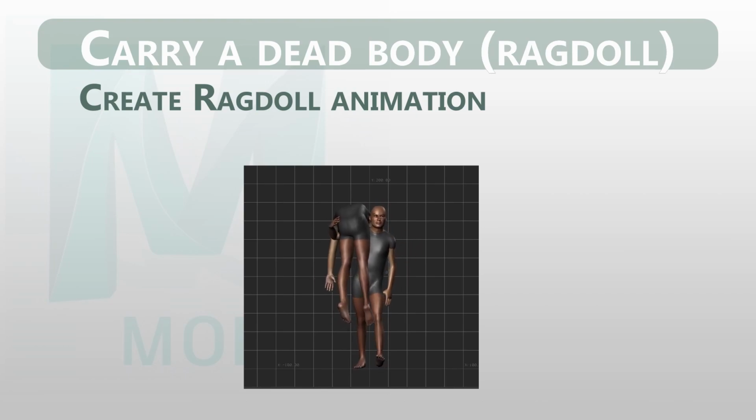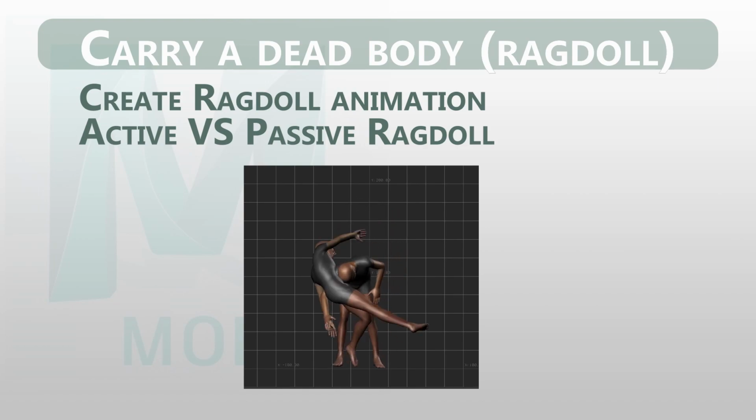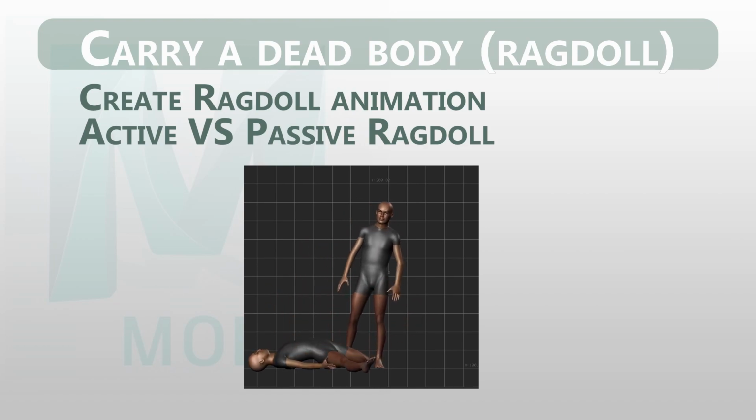In today's video, we are going to have a look at how to create a ragdoll animation with constraint and passive and active ragdoll to achieve something like we are just seeing right now. We are going to create a dead body that is being carried by another guy. So without any further ado, let's jump into it.